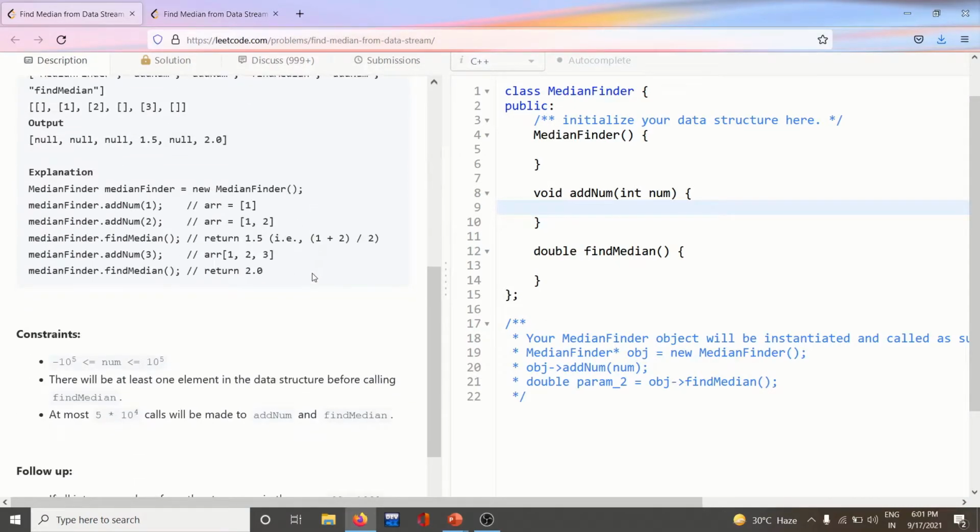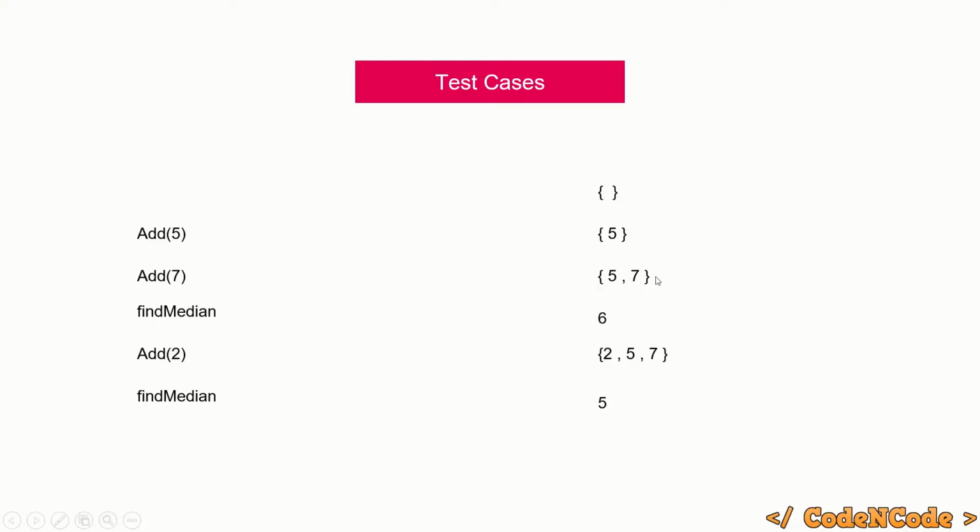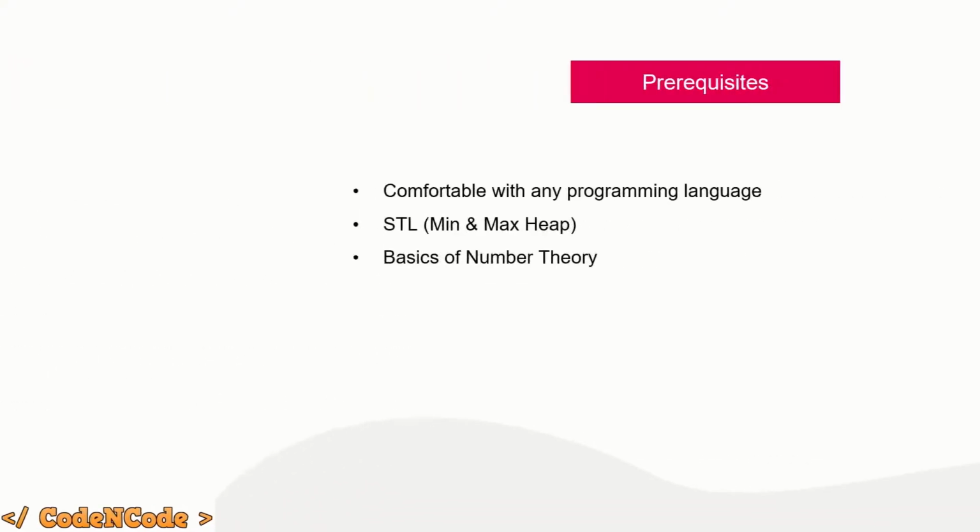Now the important thing is that the input is actually not sorted, and that is where the problem begins. If it was sorted, we would have been able to solve the problem easily, but the input is not sorted, so we have to figure out how we can solve this problem.